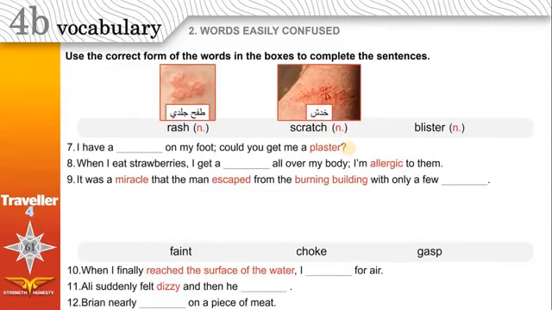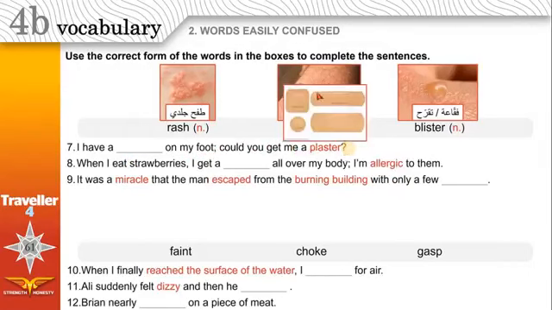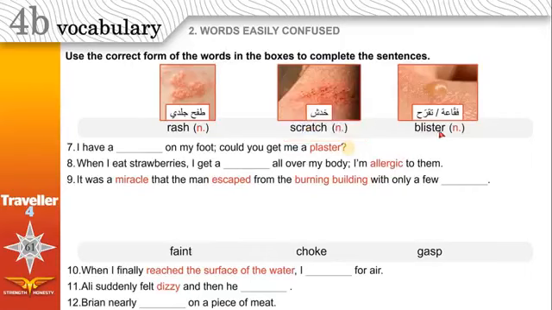A scratch, small. Blister. A swelling on the skin that contains liquid, something like water inside. I have a blister on my foot. Could you get me a plaster? These are plasters. So maybe he has a scratch on his foot or maybe a blister. We will use blister now because scratch is needed later.